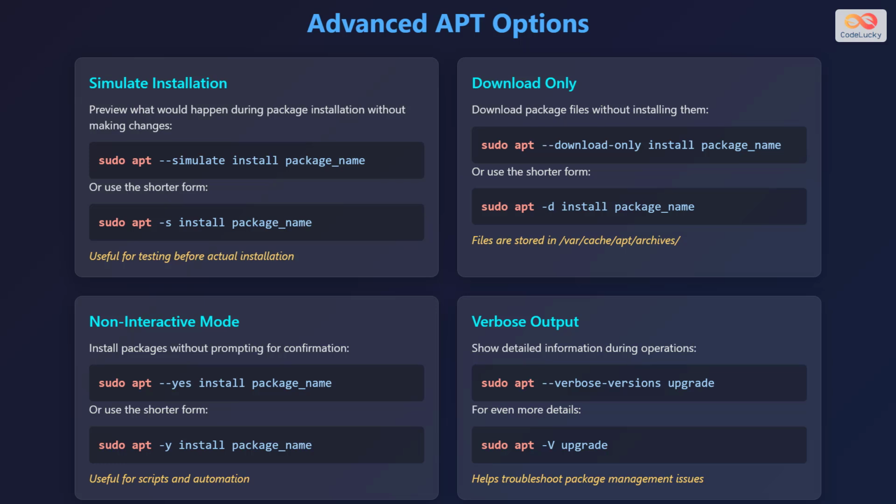To download only and download package files without installing them, use the command sudo apt --download-only install package_name. Or use the shorter form sudo apt -d install package_name. Files are stored in /var/cache/apt/archives/.